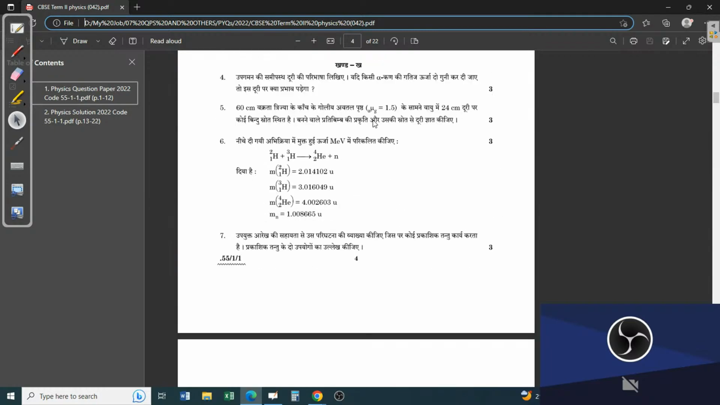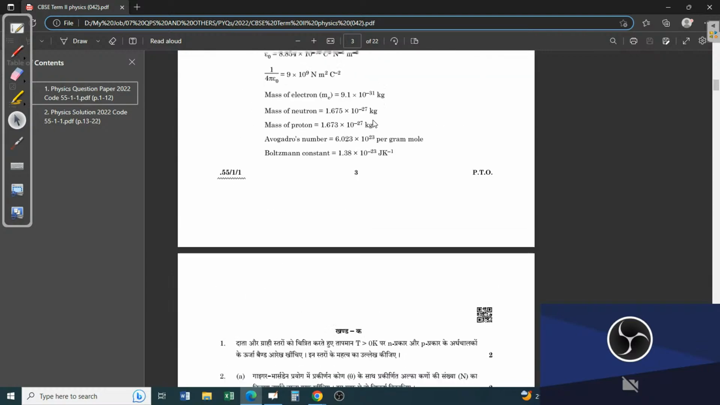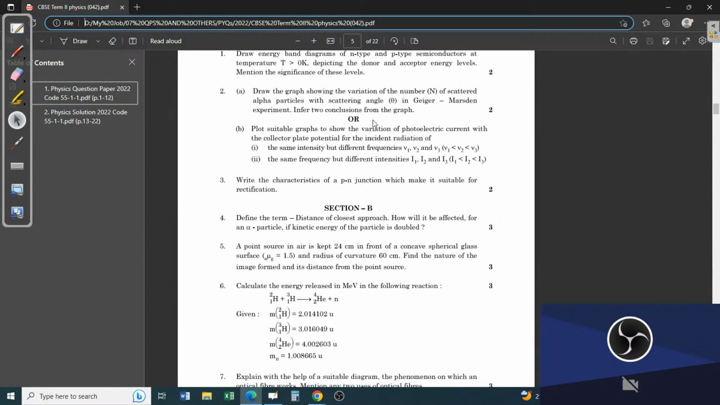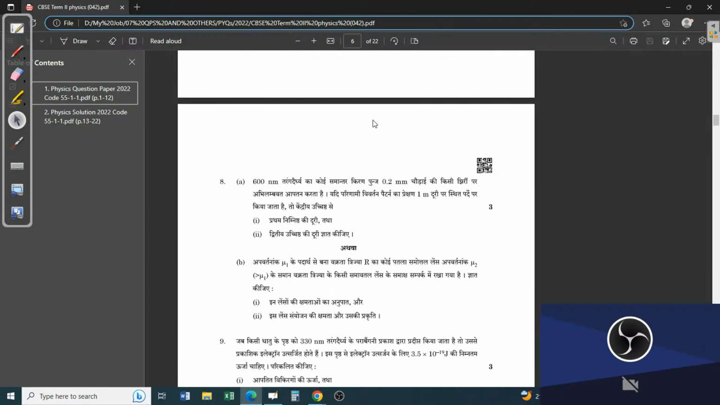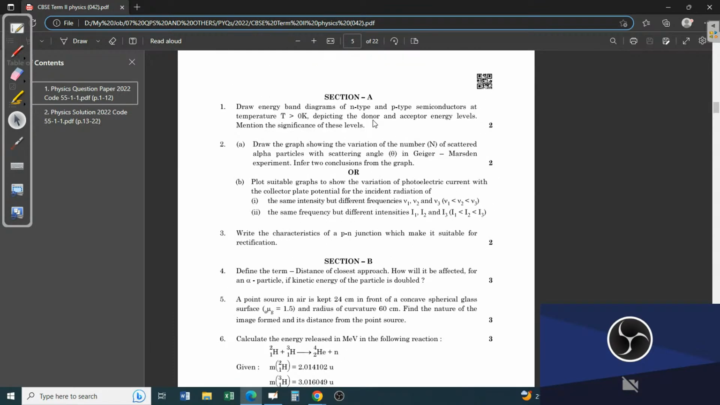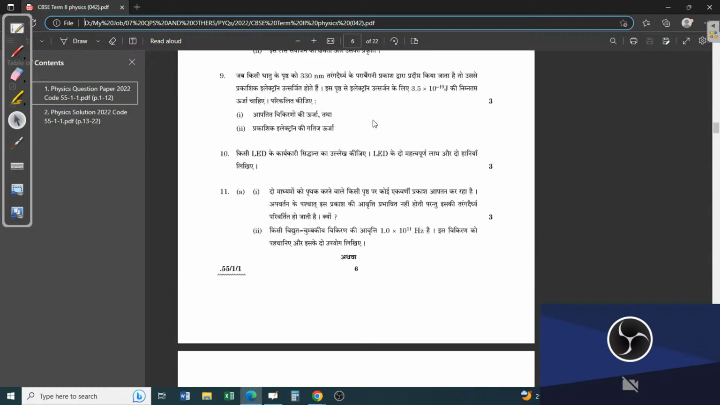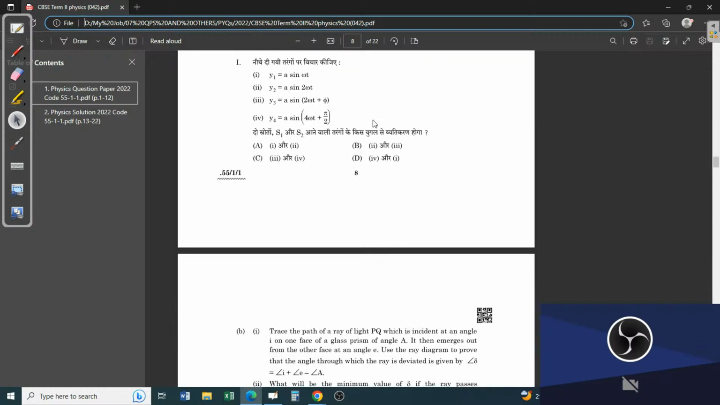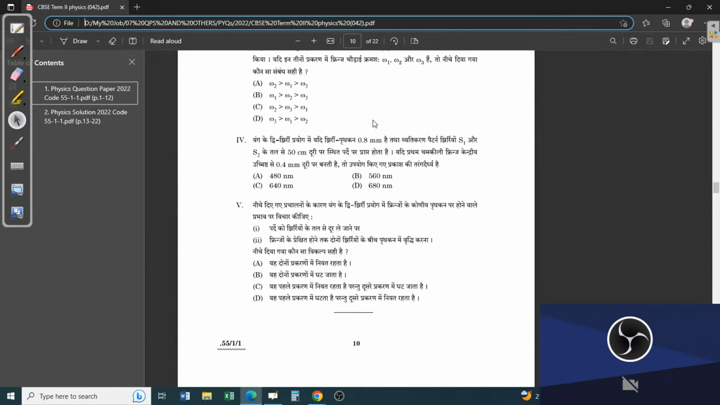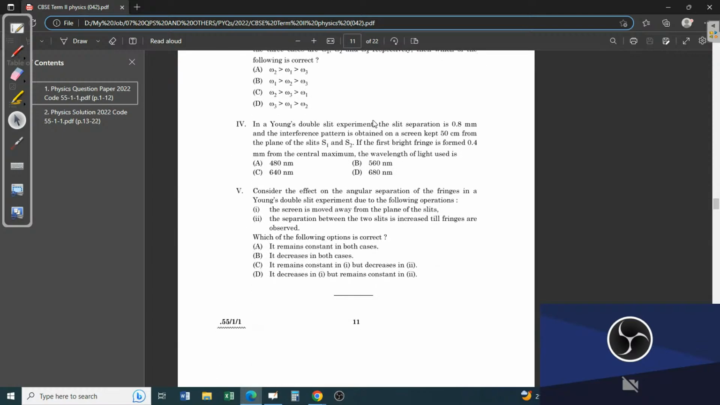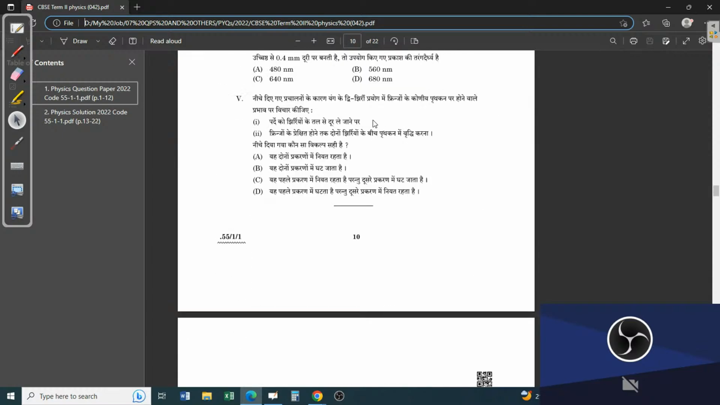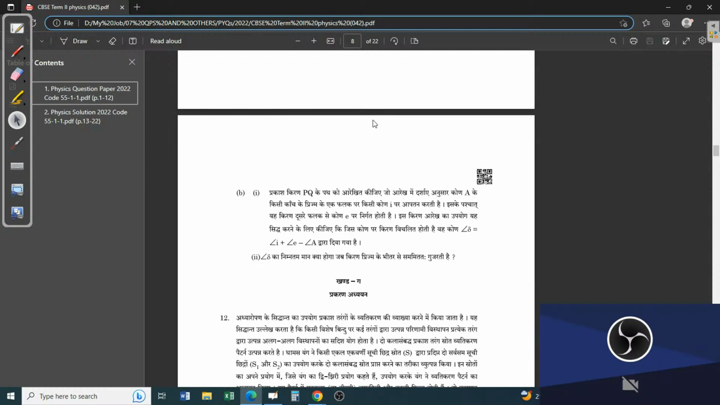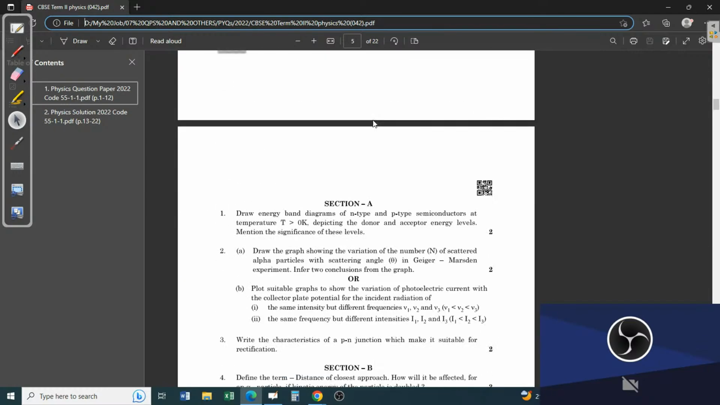So actually in 2022 there are two terms, term 1 and term 2. Term 1 was completely MCQ and term 2 was theory. So in this paper you will see only the descriptive section is there, and the MCQ portion was taken in term 1. There were two case study based questions in previous years, but in 2022 there is only one case study question, as you can see. So let's solve all the questions.